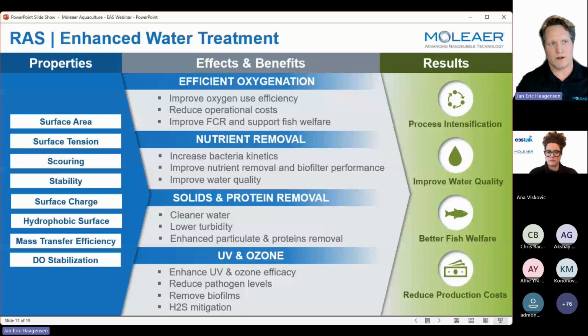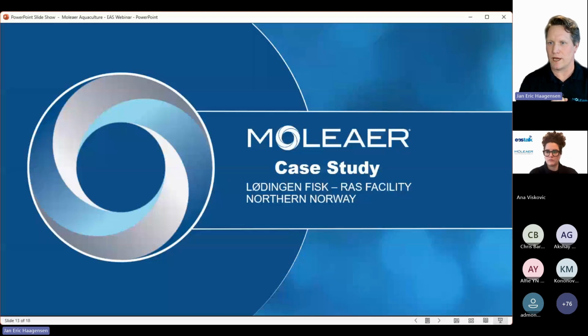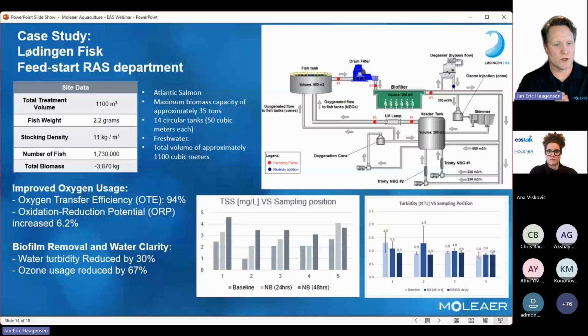So now I've gone through the properties, effects, benefits, but let's see this in a real live situation, shall we? So we've done a case study with Lodingen Fisk. They have a facility in northern Norway, and a part of that facility, the start feeding part, is recirculating based. And just to go through, this is for Atlantic salmon.